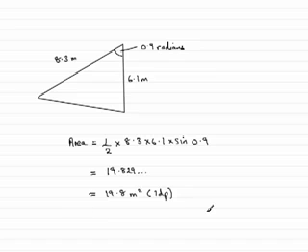Okay, so hopefully you've understood that. Given two sides and an included angle, we should be able to find the area of a triangle.